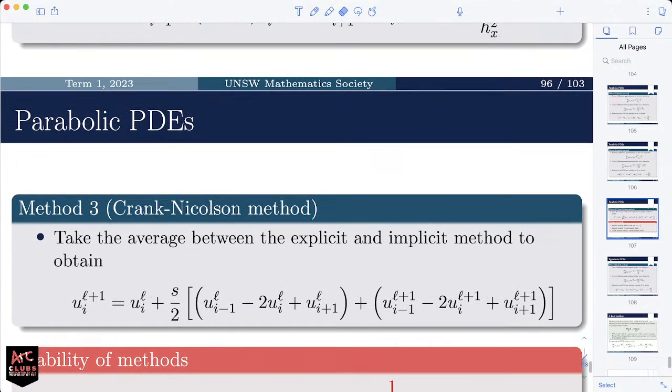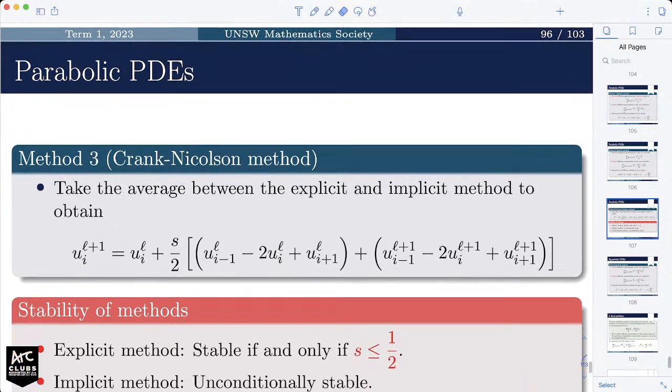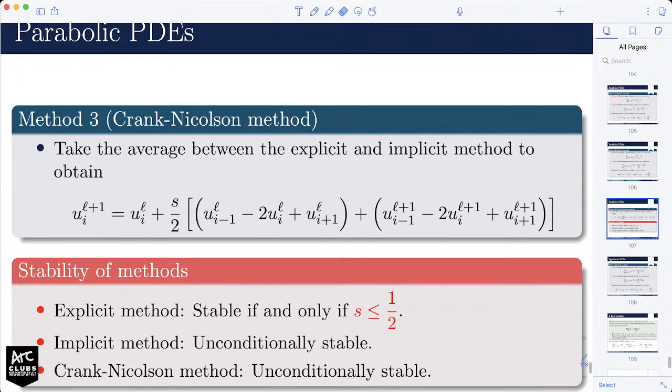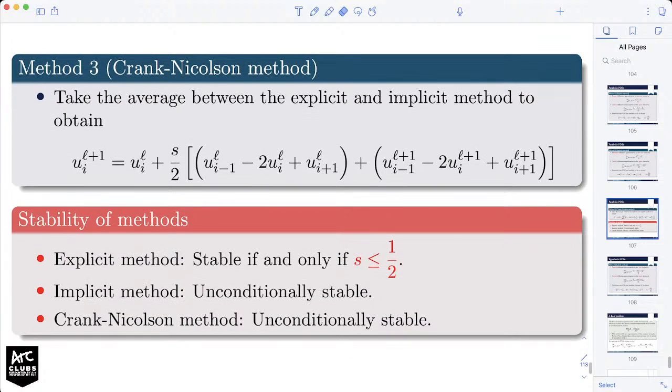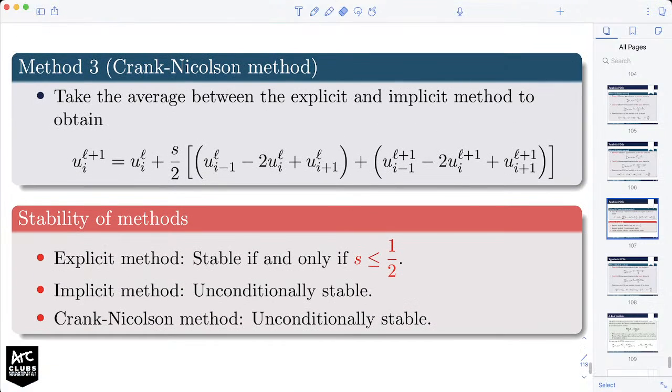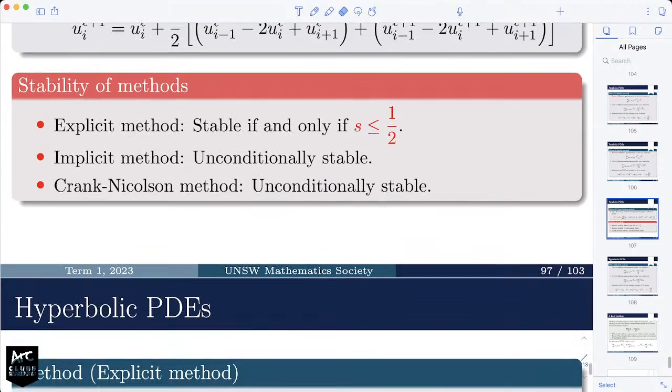And the good thing about our implicit method and our method 3, even though they're computationally a bit more difficult, is that they are unconditionally stable, whilst with our explicit method, we actually need this condition to be true. So that's why, and I think we can also see it from the ODE section, our implicit methods do tend to be a bit more powerful.